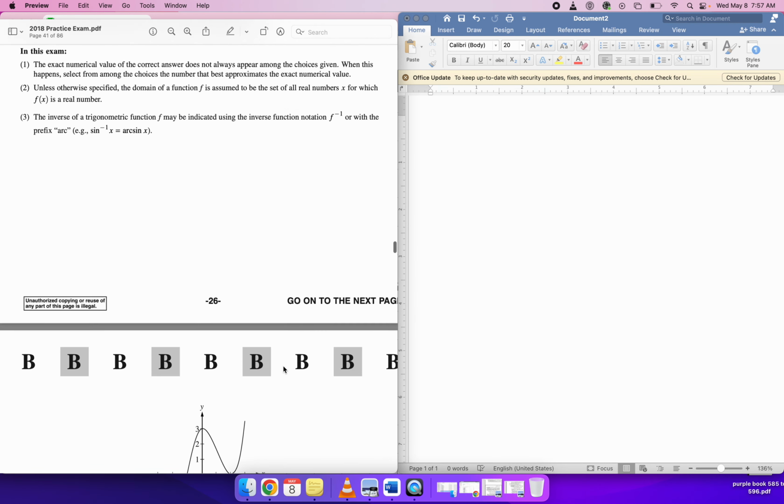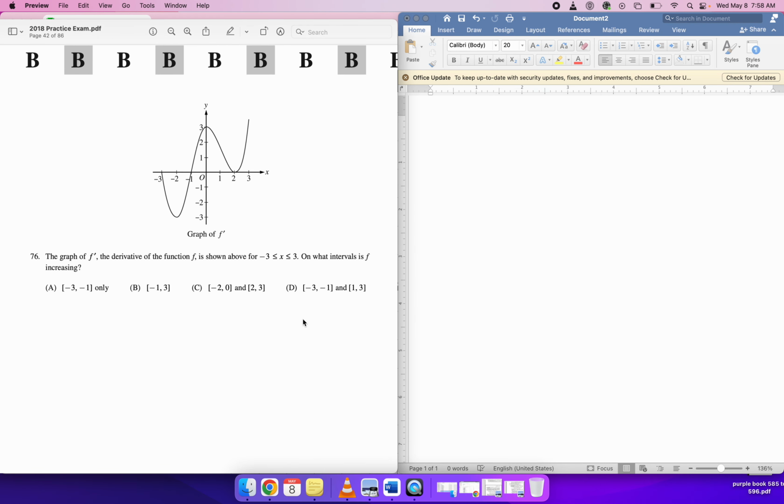Okay, so the first problem is number 76. The graph of f prime, the derivative of the function f, is shown above for x between -3 and +3. On what intervals is f increasing? Well, since we have a graph of f prime, we should think about what it means for f to be increasing in terms of f prime. F will be increasing when f prime is positive. So you just want to know, when is this graph positive? And that looks like between -1 and 2, and also 2 and beyond.